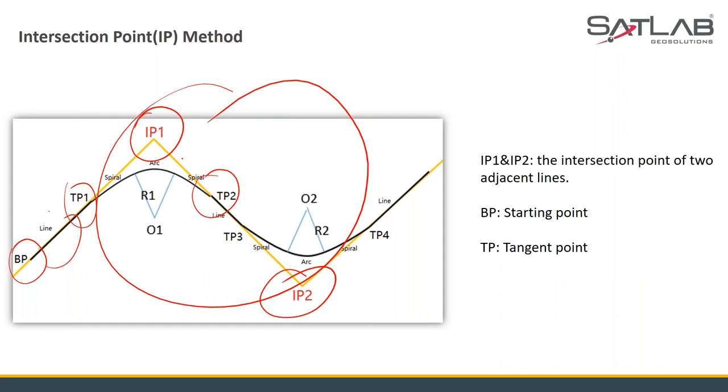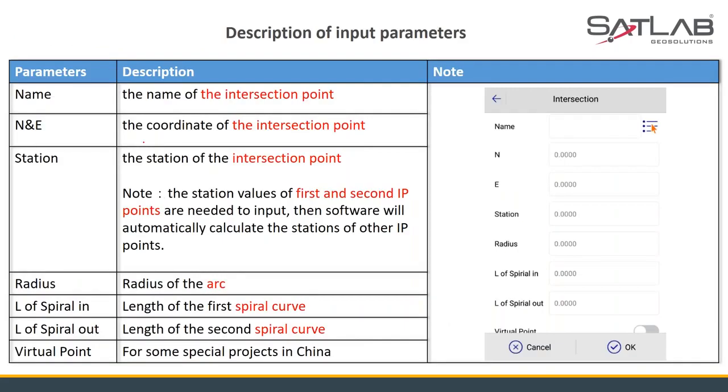First one is the intersection method, in which we have TP, the line, and the tangent point. The more important ones here are IP1 and IP2, which are the intersection points. And there are the tangent points, TP1, TP2, TP3, TP4. This is just a default thing. You can have a different sort of road with different things. This is just a practical presentation, a default road where we have managed to make you understand the beginning point, the tangent point, and the IPs.